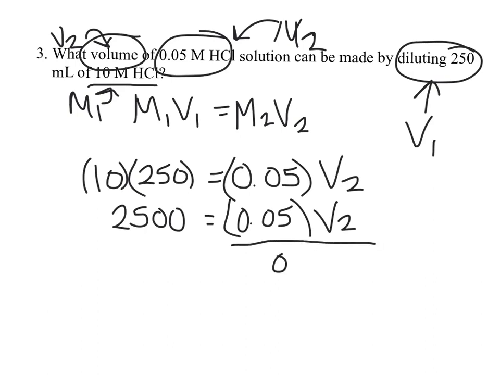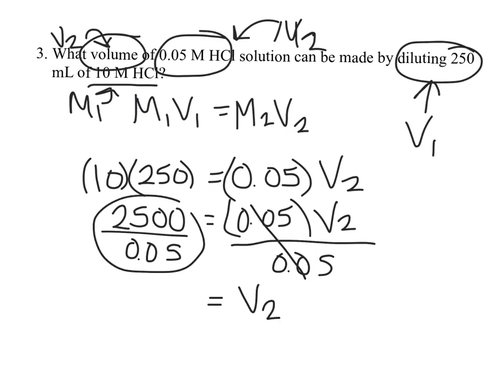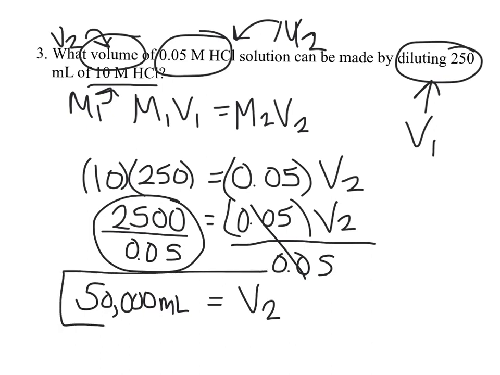We want V2 to be all alone by itself. So we will divide both sides by 0.05. That will cancel out the 0.05 on the volume on the right side. And we will simply do 2,500 divided by 0.05. When we do that, you end up with quite a large number. It ends up being 50,000 milliliters, which is actually 50 liters if you converted it to that. But you got your volume 2 right there.